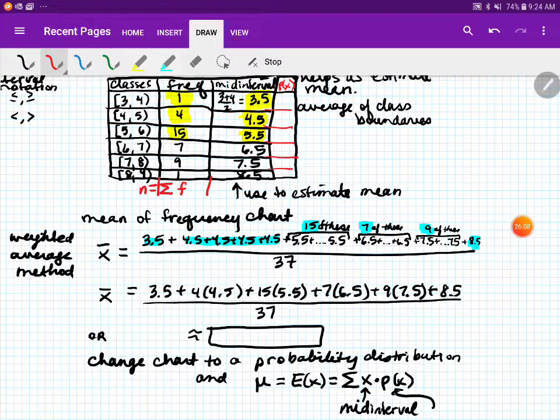And how can I get probabilities from frequencies? Technically I have a probability table that also has frequencies in it as well. So this would be 1 out of n. N is 37. I should erase these lines here. So let me put n as the summation of the frequency, which in this case is 37. So this is 4 out of 37, 15 out of 37, 7 out of 37, 9 out of 37, and 1 out of 37.